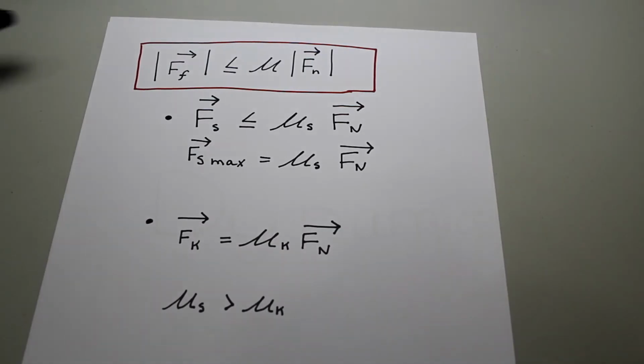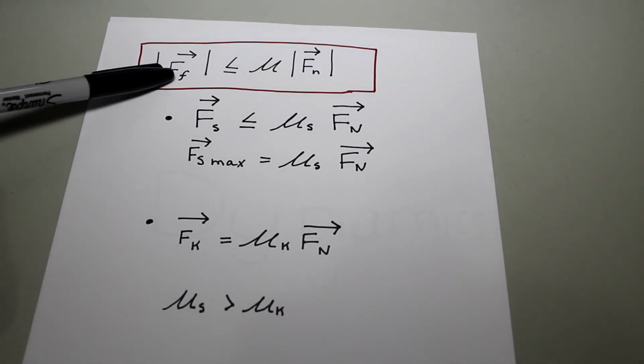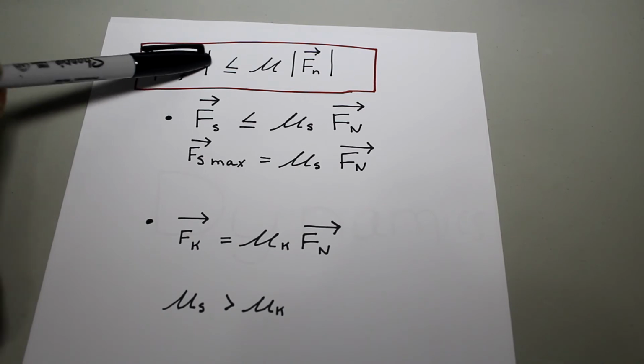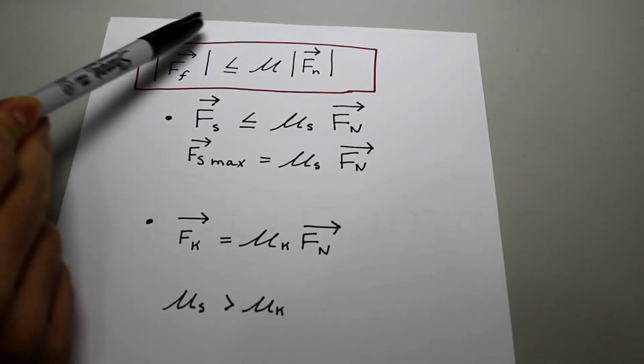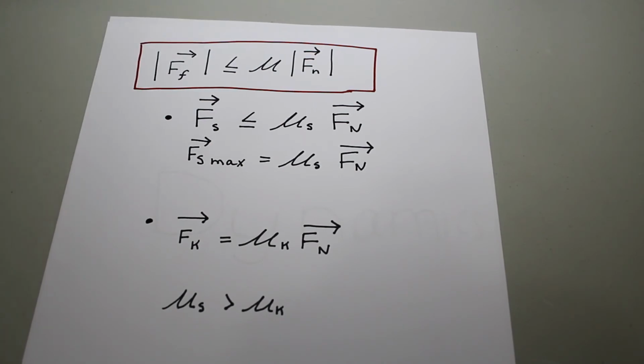So this is the formula for the friction force that's given on the AP exam formula sheet. Absolute value of frictional force is less than or equal to mu times absolute value of normal force. So now that can be broken down into a separate equation that makes it easier to see what they are.